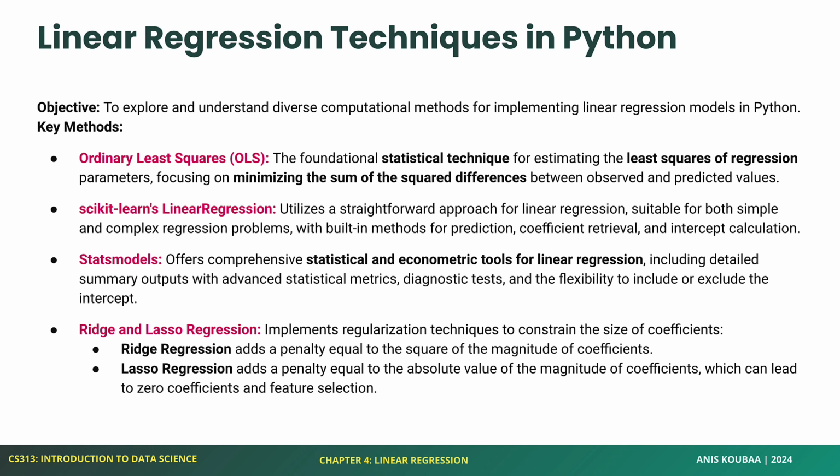So to summarize these libraries in Python, we basically have four main categories. The first one is the OLS, which is the ordinary least squares, which represents the foundational statistical method for estimating the least squares of regression.